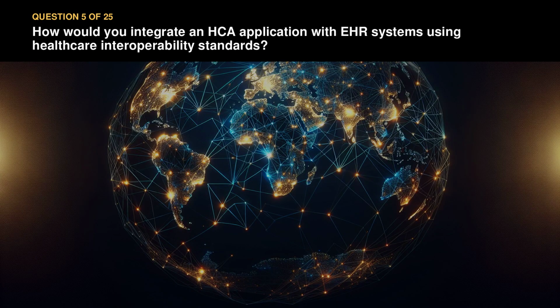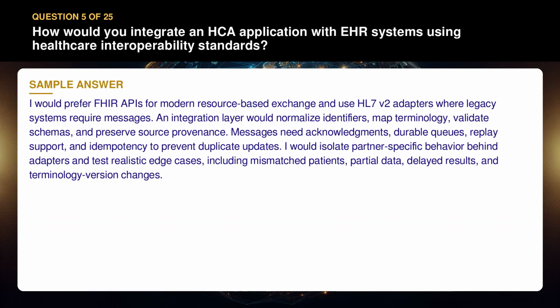Question 5. How would you integrate an HCA application with EHR systems using healthcare interoperability standards? I would prefer FHIR APIs for modern resource-based exchange and use HL7 version 2 adapters where legacy systems require messages. An integration layer would normalize identifiers, map terminology, validate schemas, and preserve source provenance. Messages need acknowledgements, durable queues, replay support, and idempotency to prevent duplicate updates.